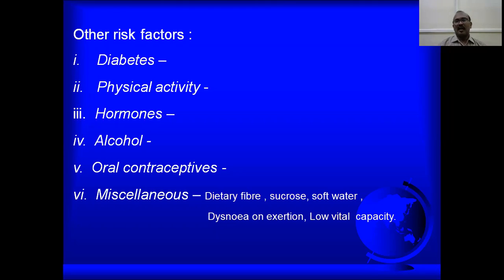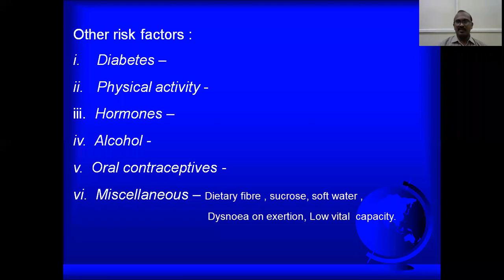Hormones. Hyperestrogenemia is responsible for CSD. That's why we find more women having CSD compared to men. And if a person consumes alcohol, alcohol consumption is one of the risk factors in coronary heart disease. If a person consumes more than 75 milligrams of alcohol, there is every chance of developing coronary heart disease compared to those consuming less alcohol.